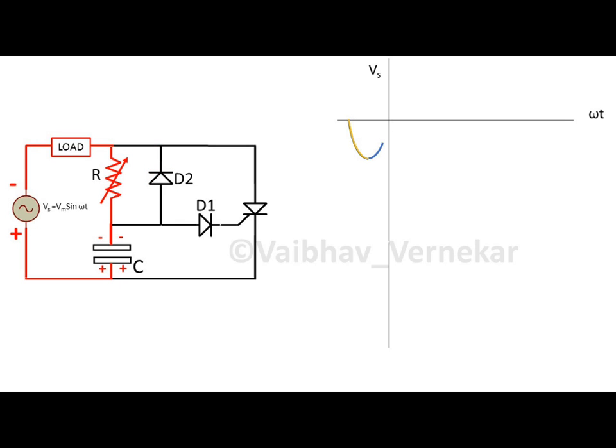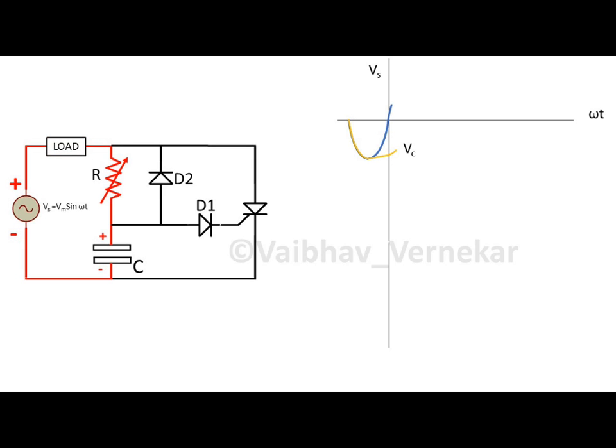Once the negative peak is crossed, the diode D2 gets reverse biased and therefore the capacitor starts discharging through the resistor R instead of diode D2. Because of the RC time constant, the capacitor discharges slowly and lags the voltage graph. Hence, even when the voltage has reached zero value from the negative peak, the capacitor will still have some charge stored on top.